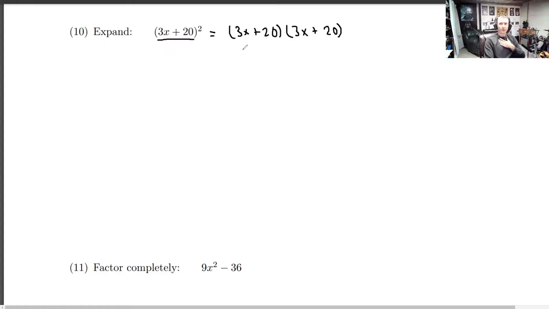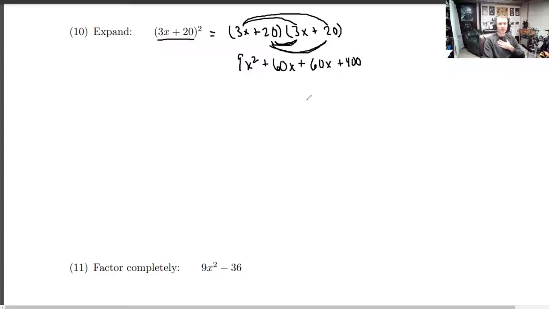So from here, we're going to do our foiling method. Or you could do the entire distributive method if you wanted, but we'll just do the foil method. 3x times 3x, that's multiplying the firsts. That's 9x squared. The outers, 3x times 20, those are the outer terms. That's plus 60x. The inners, multiplying the inner terms here. That's another 20 times 3x, which is 60x. And then the lasts, that's 20 times 20, which is 400.